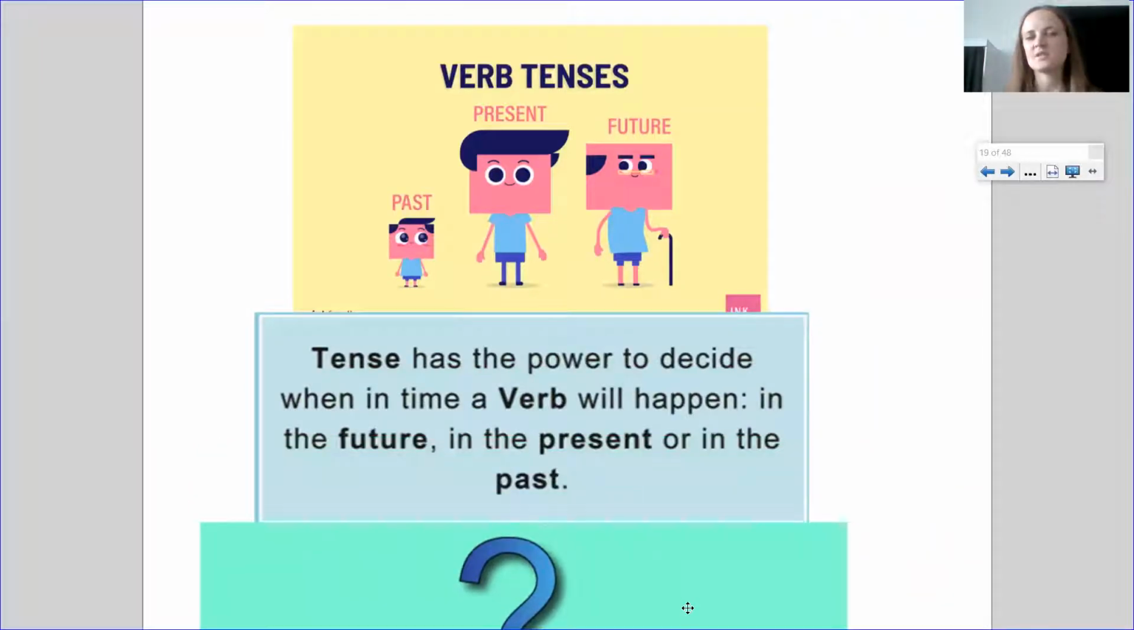So with tenses, we get our past, present and future, which are three simple ones, and they have the power to decide when in time a verb will happen. So if I'm playing, I can be playing now. I will play tomorrow. I played yesterday. So play would be my verb, and it's deciding whether it's going to be in the future, it's going to be now in the present, or it's going to be in the past.